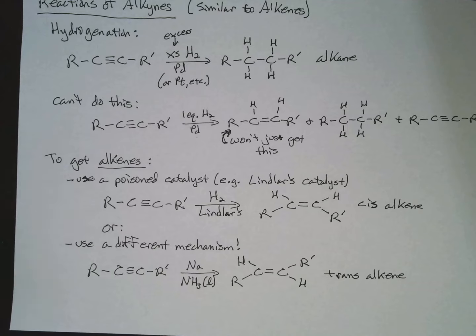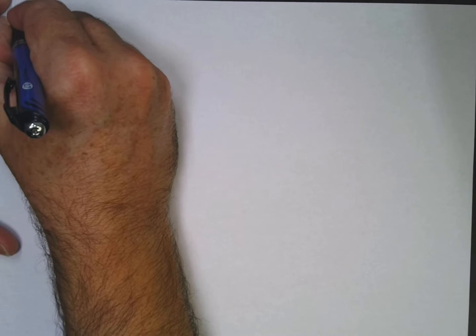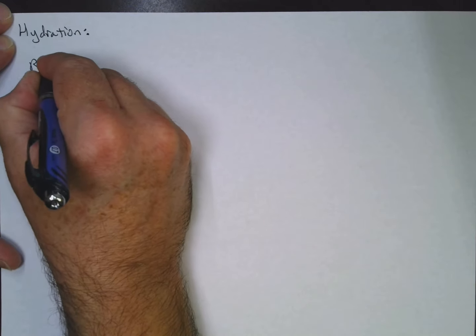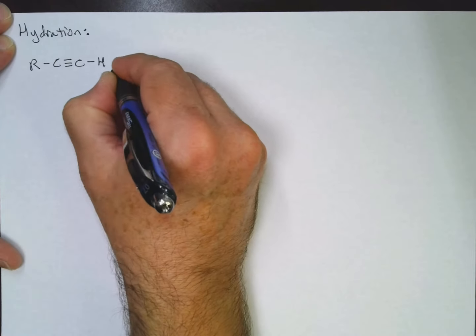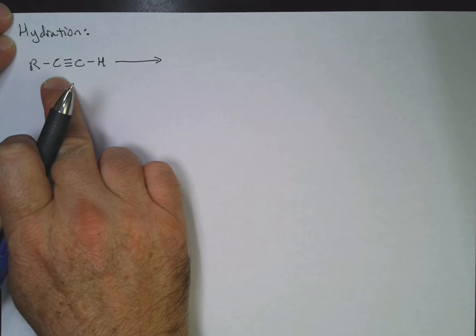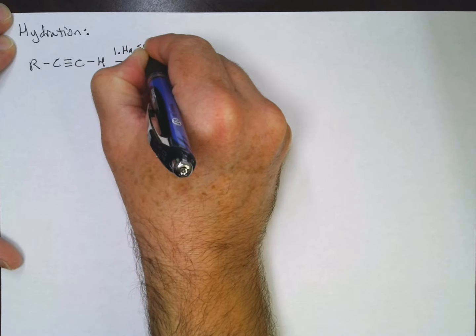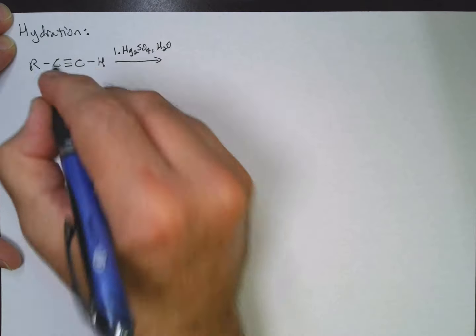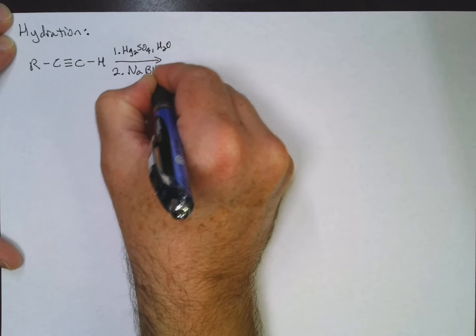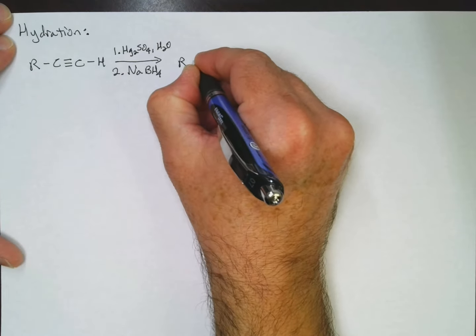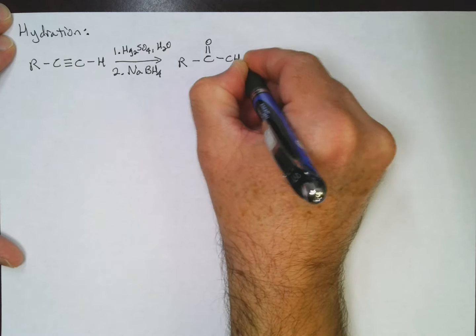What else could we have? Hydration. Let's do hydration. There's our hydration. So if we take our alkyne and react it with a mercury, I believe it's Hg2SO4 and water, and then reduce it with sodium borohydride. Now what does this look like? This looks like oxymercuration, demercuration. We will get RC double bond O CH3 like that.